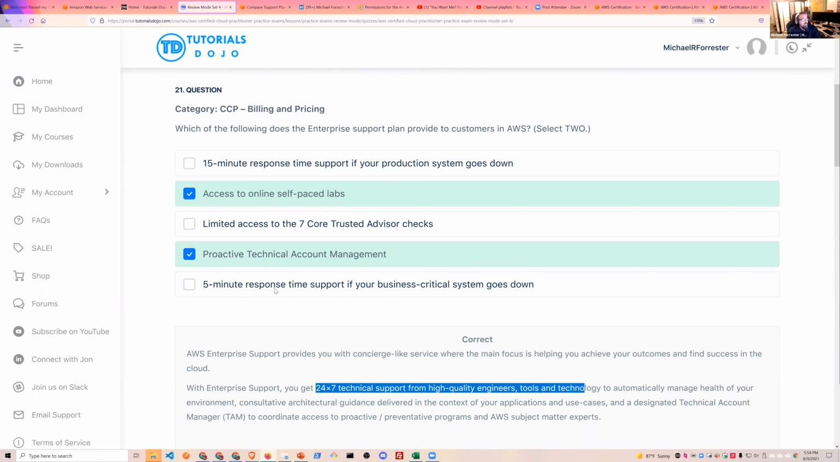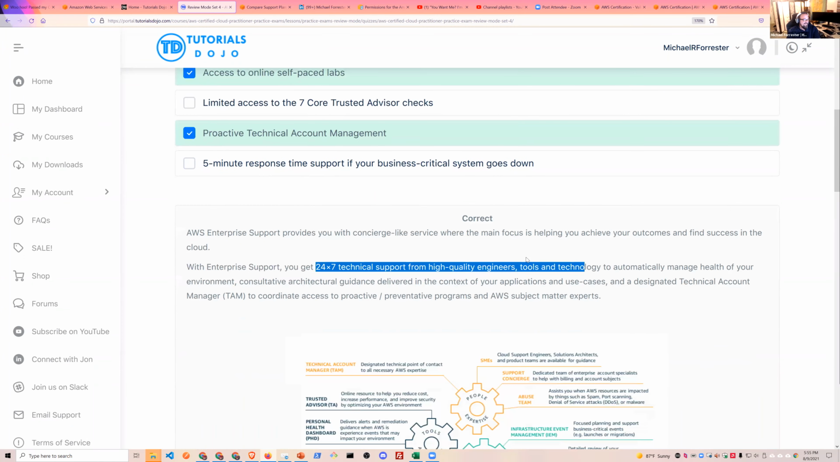Note, this one was almost really tricksy, right? And then limited access to core is not part of it either. I might have gotten that one wrong actually, because I don't know that I remember the access to online self-paced labs, but it sounds like some of you did.